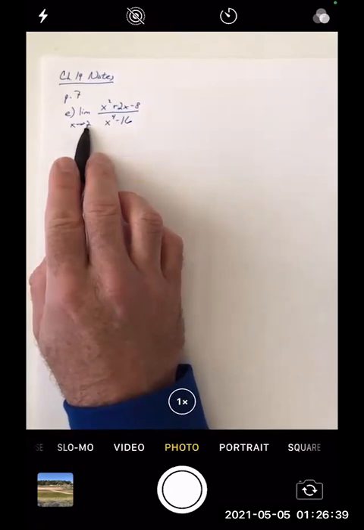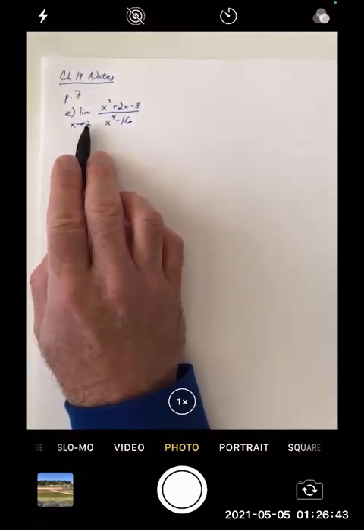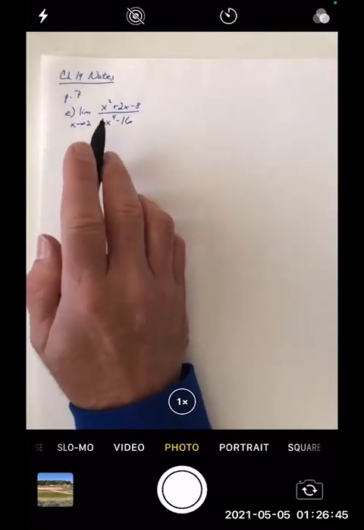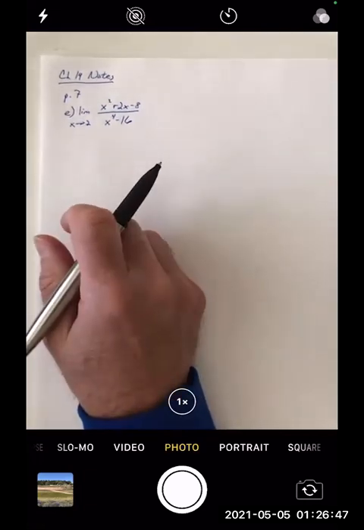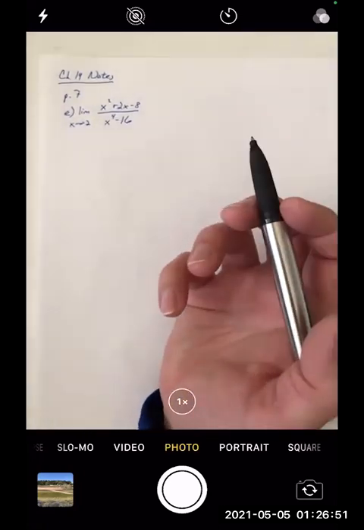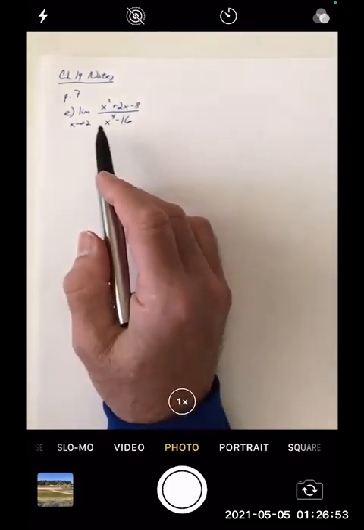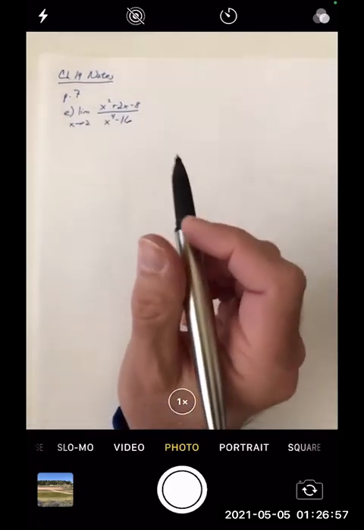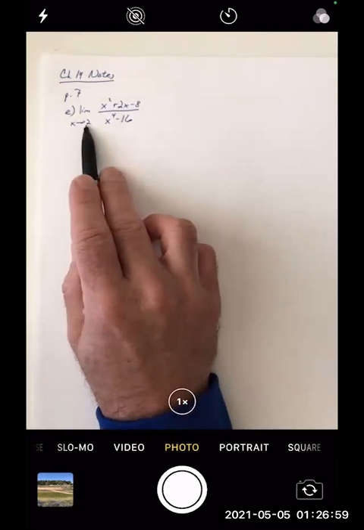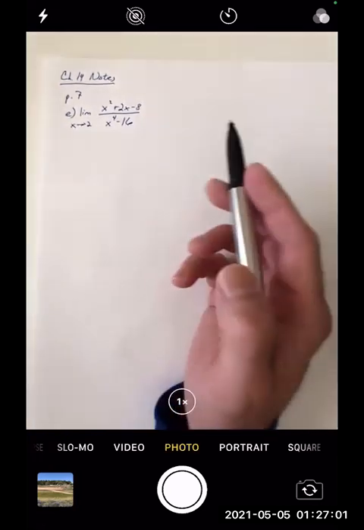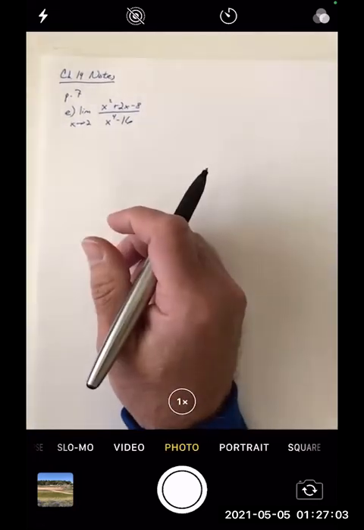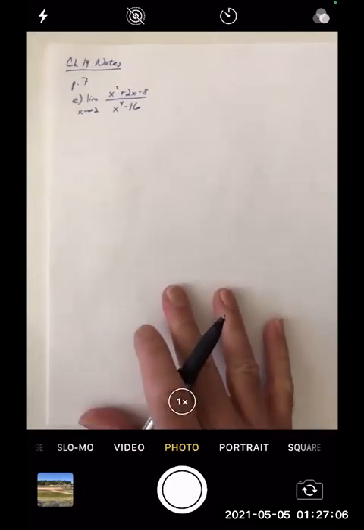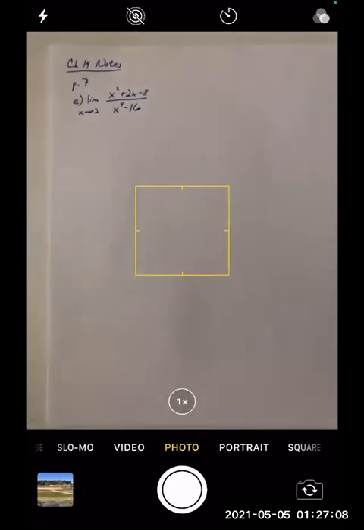And you'll know if you can't because if you plug it in and it comes out with a 0 in the denominator or a negative inside of a radical or something like that, then you can't plug in that number. If it gives you an answer, then great, you're done. So if you plug in the 2, does anything bad happen? It's going to be 0.